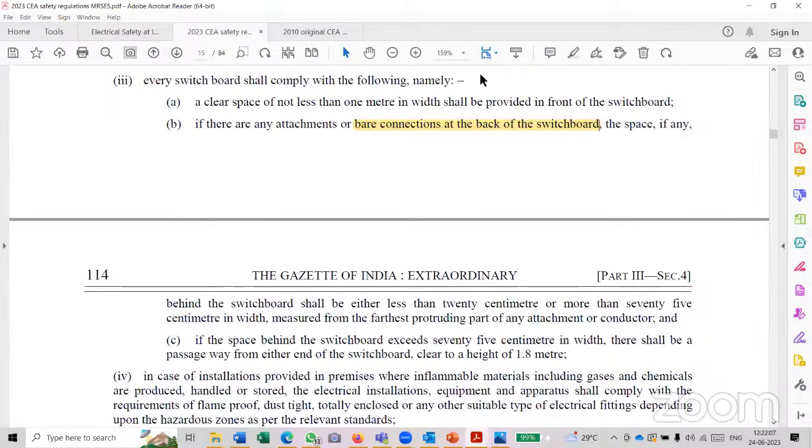If there is any bare connection, people will have to move to the back side and they have to keep more than 75 centimeters. If you receive the entry less than 20, it will be inviting danger. So you have to go through the previous regulation. Basically, sir, the bare conductor has to be removed probably.